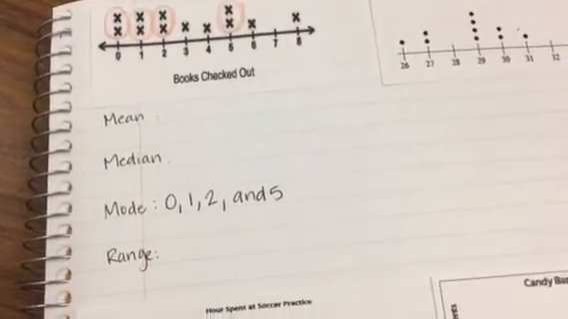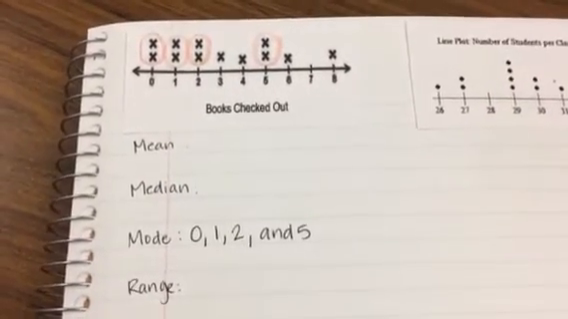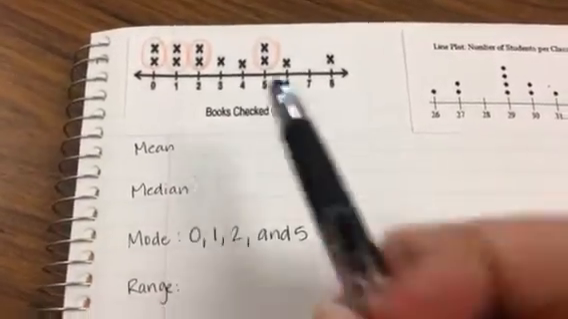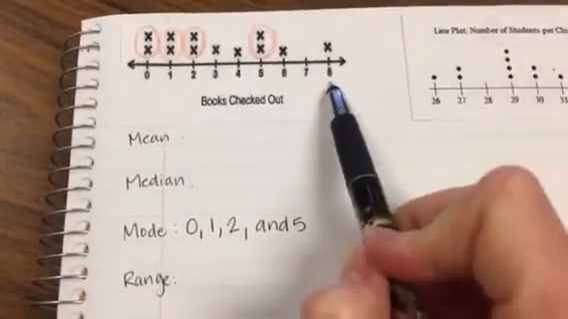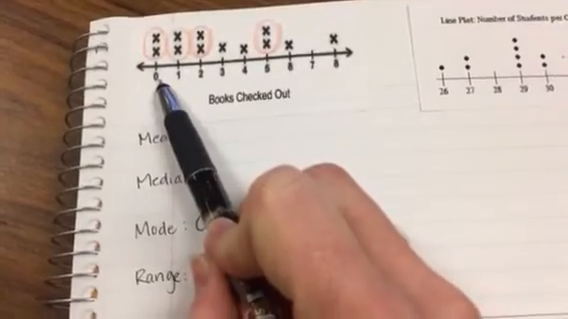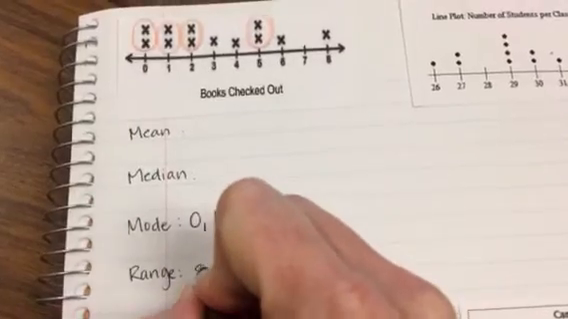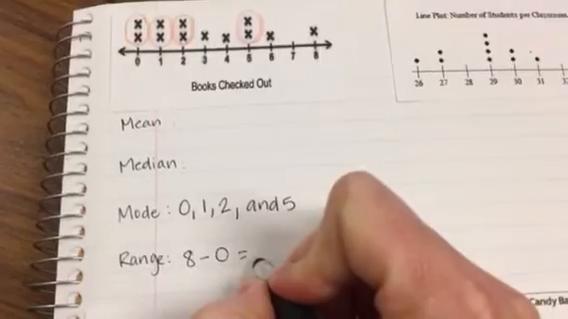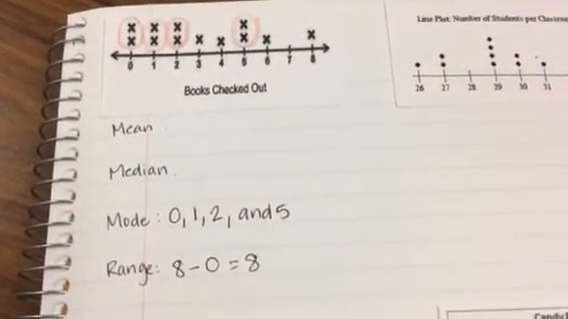The next thing that I personally think is pretty easy to determine about a graph is the range. And remember, the range describes the spread of the data. Spread means how far it is from the smallest, or the minimum, data value to the highest, or the maximum, data value. My minimum data value is 0 here, and my maximum is 8. To determine how far apart those two are, I just have to do the maximum minus the minimum, which is 8 minus 0. And of course, my range would be 8 data points.